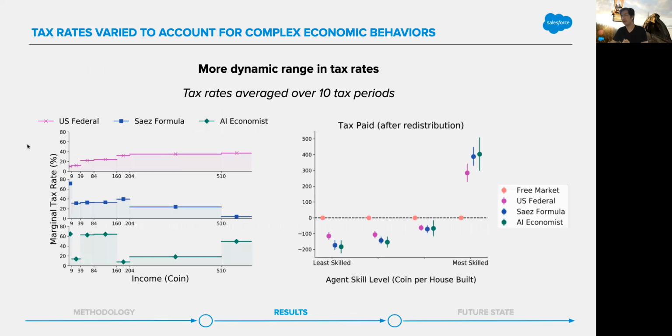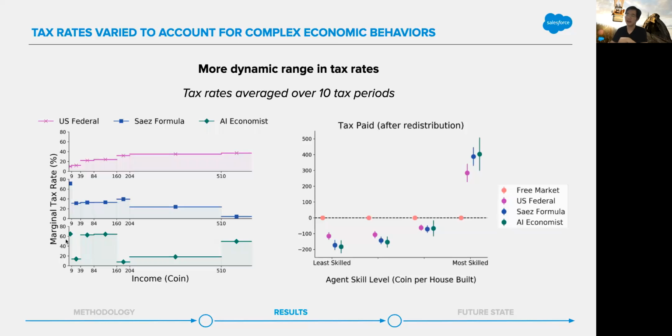Now, if you look at the actual tax rates that the AI Economist sets, it's actually different from the other systems. So in purple here is the US federal tax scheme, and it's progressive. And then the SAS tax formula in this case leads to a regressive schedule. So that means that as income goes up, tax rates go down.